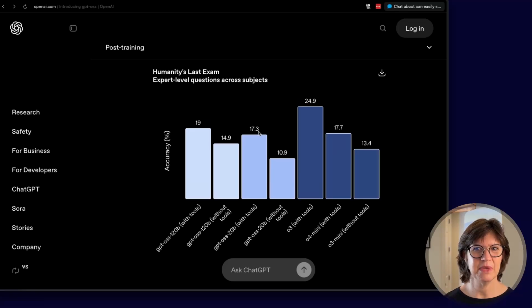Humanity's Last Exam. It's gotten a lot of press lately. Super hard exam that humans can't pass. And even the smallest one is at a 17. So just as a comparison, again, it doesn't matter what the numbers mean.